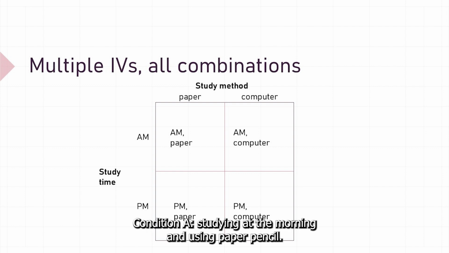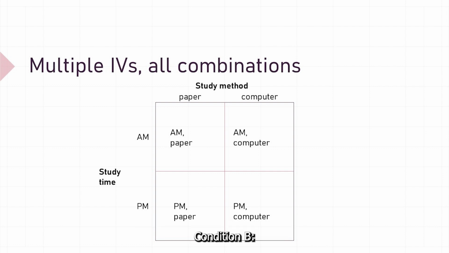Condition A, studying in the morning and using paper and pencil. Condition B, studying in the morning and using a computer. Condition C, studying in the evening and using paper and pencil. And condition D, studying in the evening and using a computer.